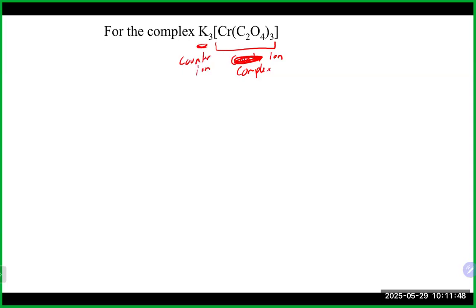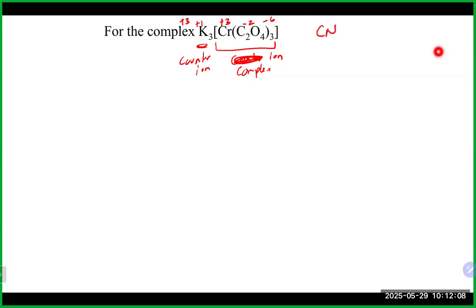And if we look at it, let's talk about the oxidation state of the chromium. That is oxalate, which is a -2. There are 3 of them, which gives us a -6 overall. We have +1 for the potassium. There's 3 of them, gives us a +3. So the chromium here is going to be +3.